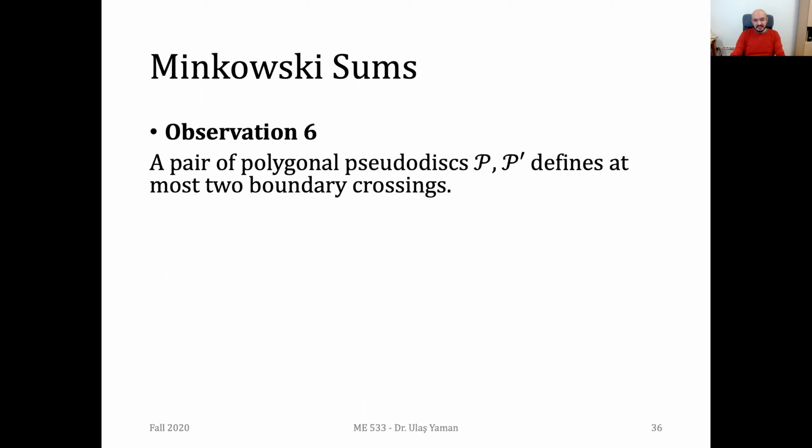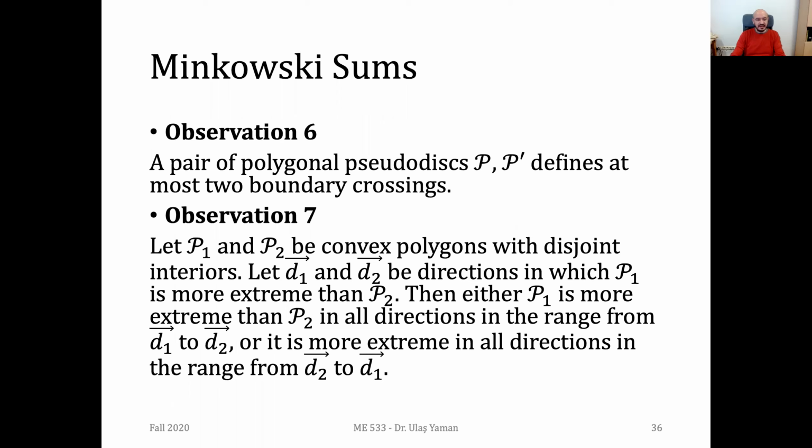So we have another observation regarding these. If you have a pair of polygonal pseudodisks P and P prime, they will be crossing over just twice, not more than that. So this is very similar to the previous explanations. We have another observation. It's about the extreme regions. So now we are assuming that there are two convex polygons, P1 and P2, and we are assuming that they have disjoint interiors. So they are independent objects in the field.